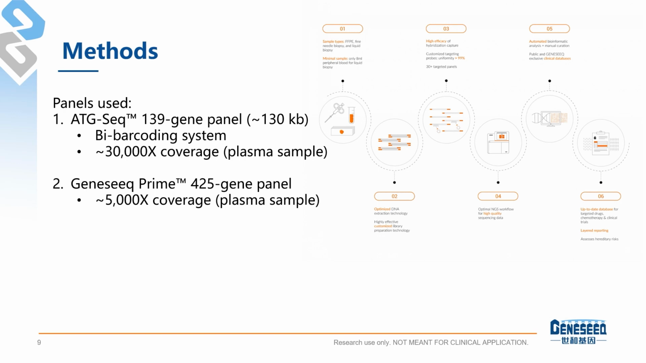So a quick little side note on the methods that we'll be using. We'll be focusing mostly on targeted panel sequencing, with the first one being the ATG-seq 139 gene panel, which covers roughly 130 kilobase pairs of the genome. Now this panel uses a bi-barcoding system, as well as can sequence up to around 30,000 times coverage for a plasma sample. On the other hand, we have the GeneSeq Prime 425 gene panel, which can sequence roughly 5,000 times coverage for a plasma sample.